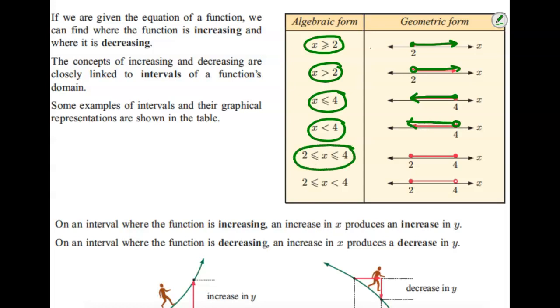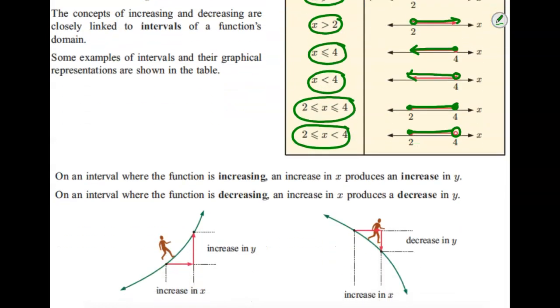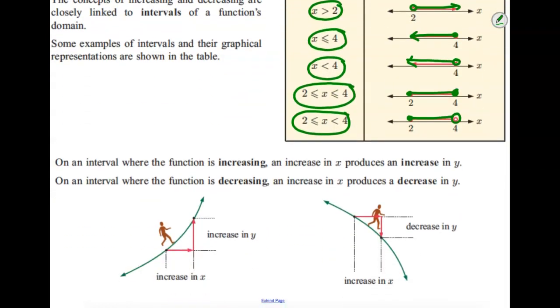Now we have a compound inequality. This is saying x is greater than or equal to 2 and less than or equal to 4. So both of them are closed circles going together. This last one is saying x is greater than or equal to 2 and less than 4. So it's going to have an open circle. So if we look at intervals for which is increasing, here's a person increasing positively throughout. This one decreasing.